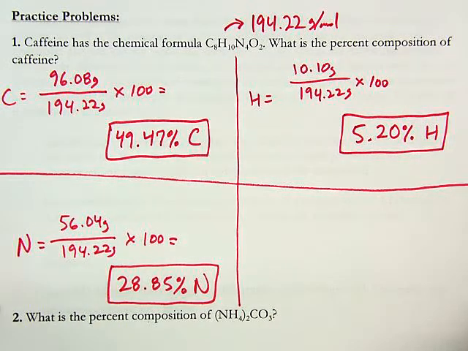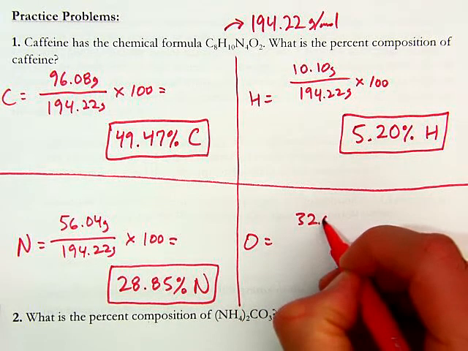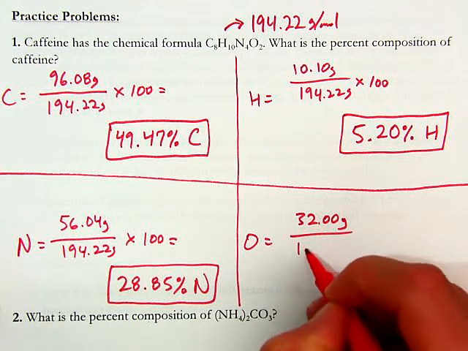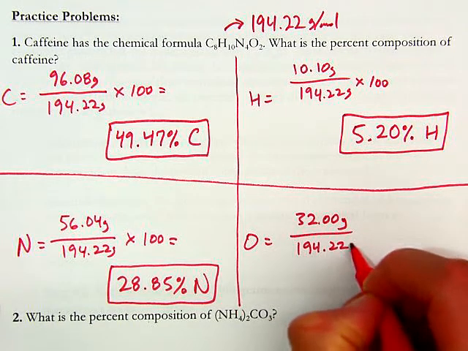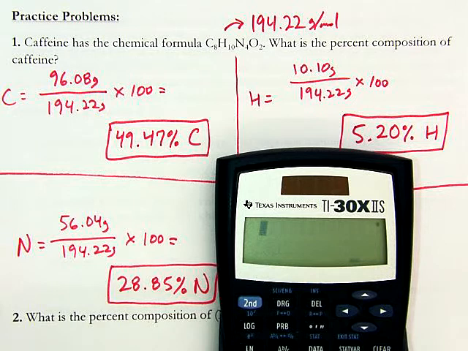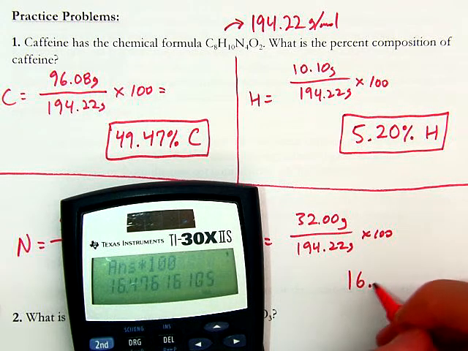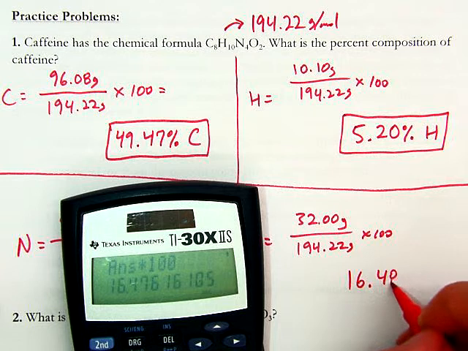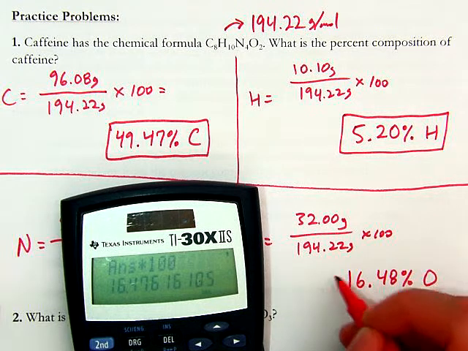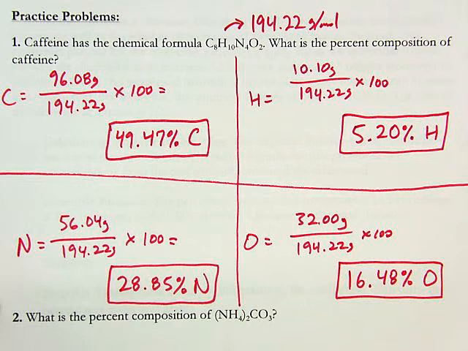And then finally we have our last one, which is oxygen. Oxygen is going to be 32 of the 194.22, because we have 2 oxygens, so 16 times 2 is 32. We get about 16 and a half, pretty close to 16 and a half, 16.48% oxygen by mass. Okay, so that's the breakdown.